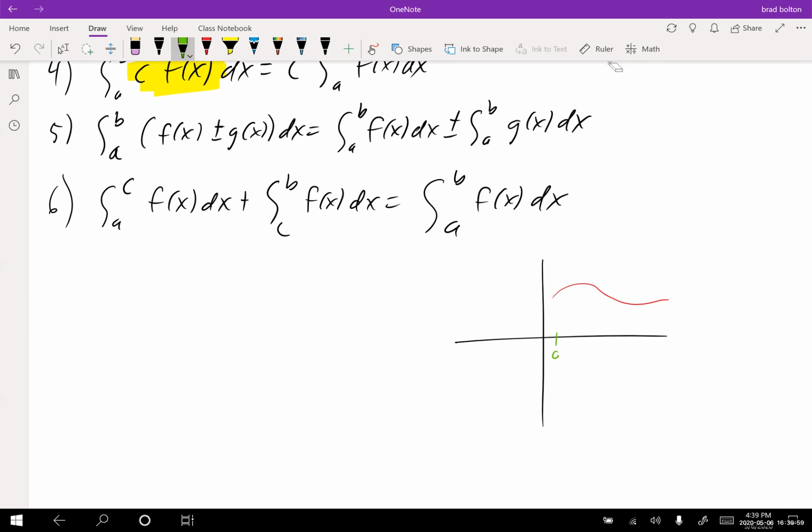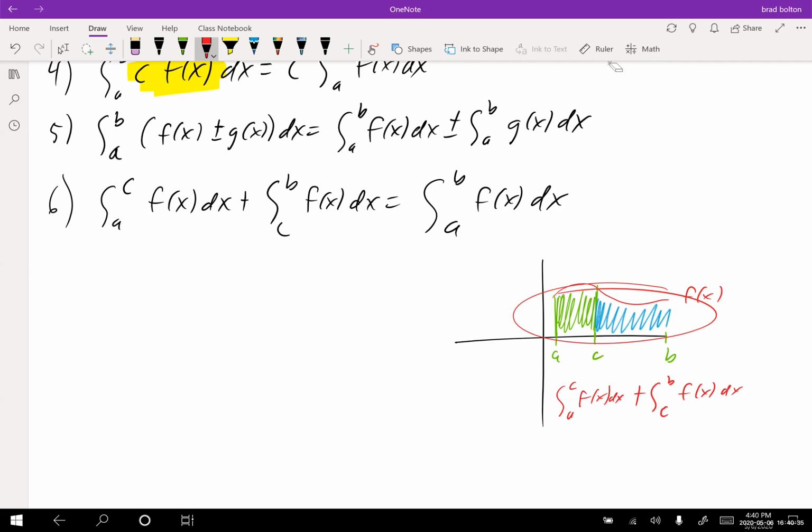And here is your A, here is your B, and here is your C. Well, if you find the area under the curve from here, and then you find the area under the curve from here, isn't that the same thing as saying the entire area? So if you do the area from A to C of f of x, and you do the area from C to B of f of x dx, aren't you just really finding the whole area of the whole thing?